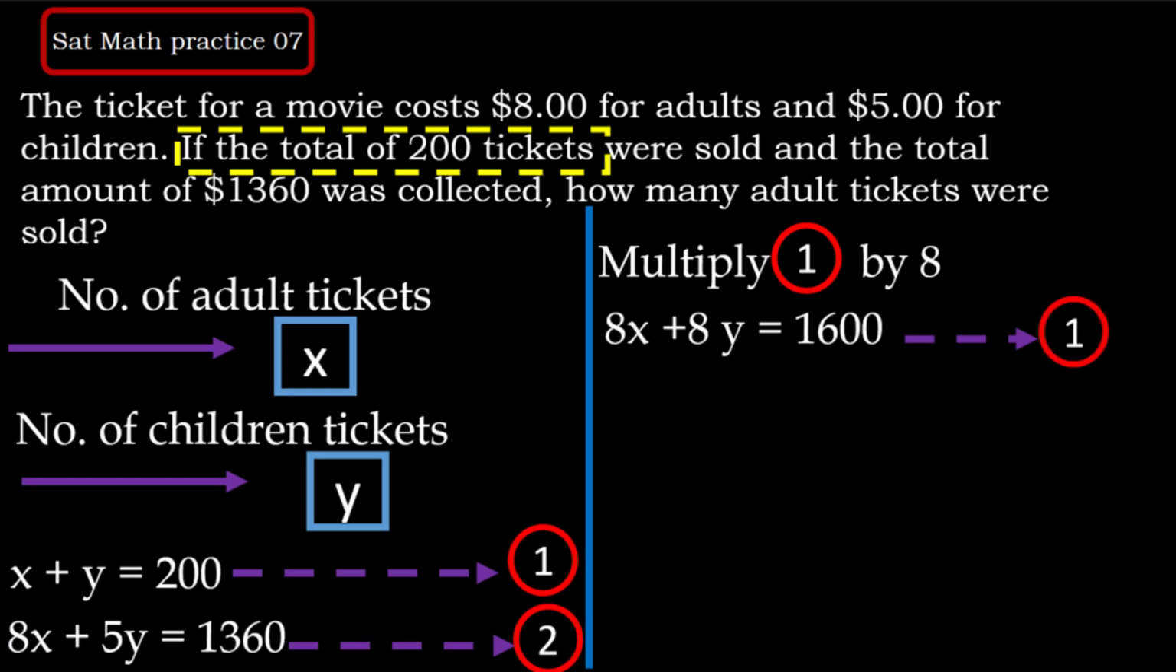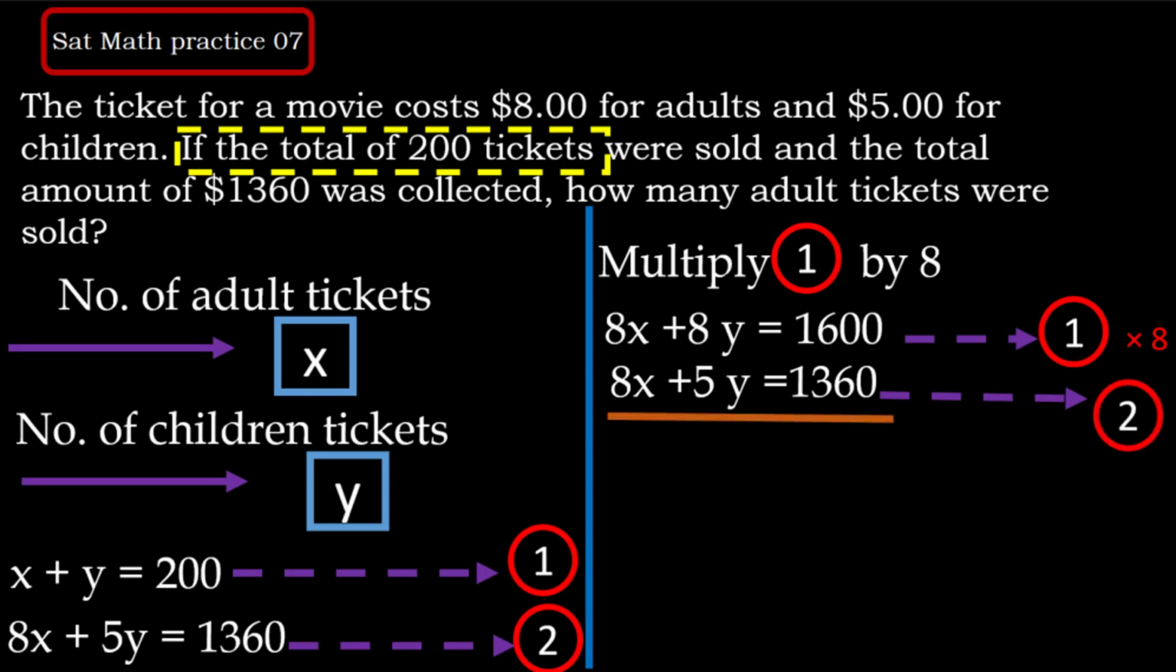We have the first equation, and we write the second under it, so you must order the two equations above each other. Now 8x plus 5y equals 1360. Now we can subtract: 8x minus 8x equals 0, and 8y minus 5y is 3y, equals 240. Solve for y by dividing both sides by 3. We deduce y equals 80.